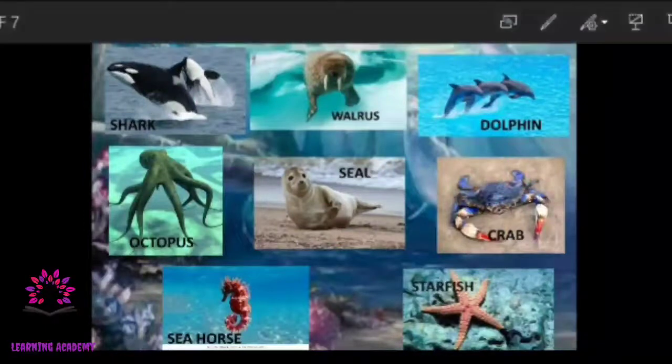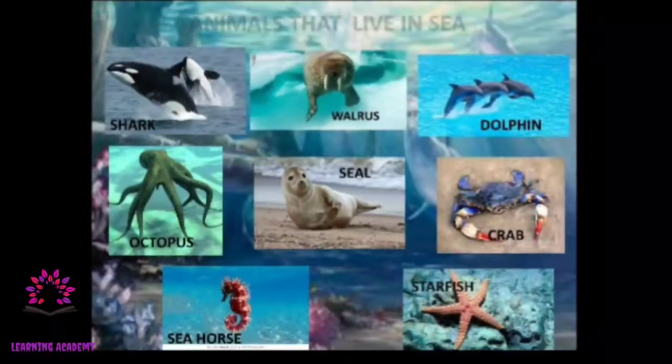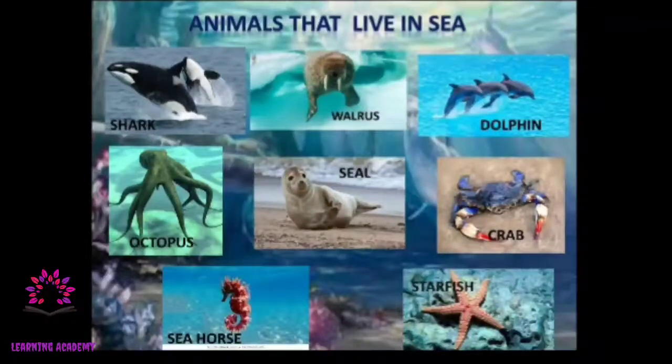Next, we'll see animals that live in sea. Shark, walrus, dolphin, octopus, seal, crab, seahorse, starfish. These are some animals that live in sea.